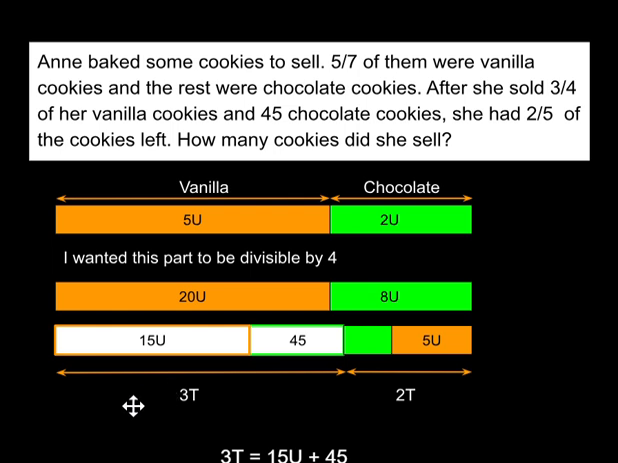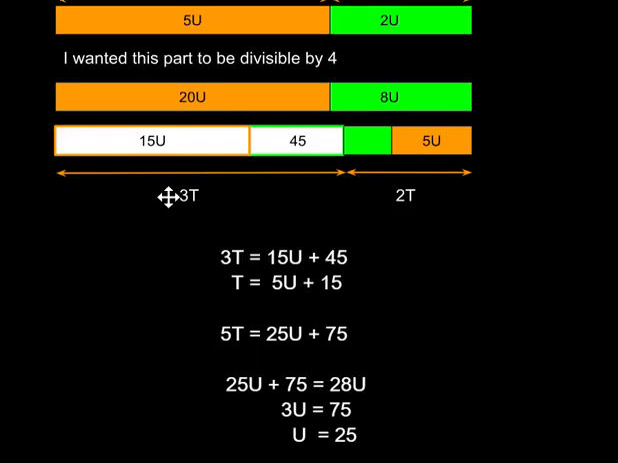Okay, so with the model, straight away we can see, even through observation, that 3t is equal to 15u plus 45. Why do I not say that 2t is equal to 5u plus something? Because I don't know what it is. So to me, this part of the information is quite useless at this stage. But rather, I know that 3t is equal to 15u plus 45. So t must be equal to 5u plus 15. Simply divide everything by 3.